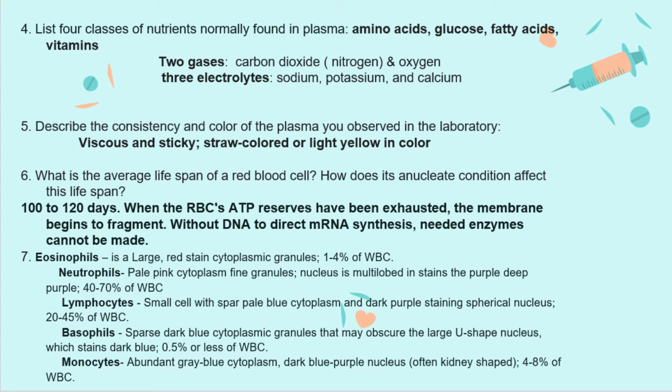For basophils, sparse dark blue cytoplasmic granules that may obscure the large U-shaped nucleus, which stains dark blue, and up to 0.5% or less of WBC or white blood cells. For monocytes, abundant gray blue cytoplasm, dark blue purple nucleus, often kidney shaped, 4 to 8% of WBC or white blood cells.